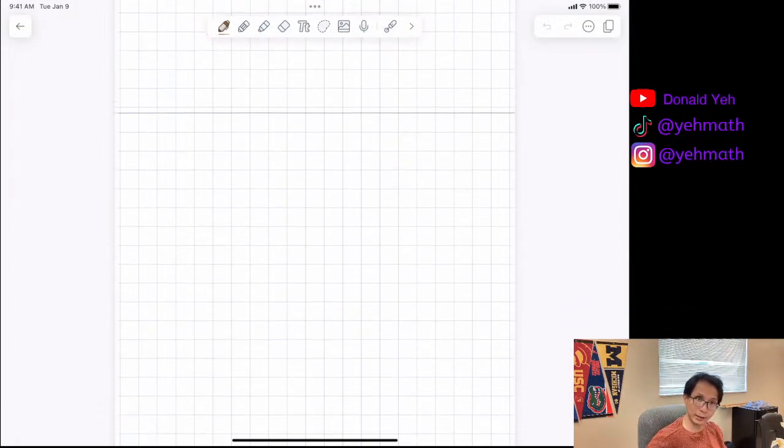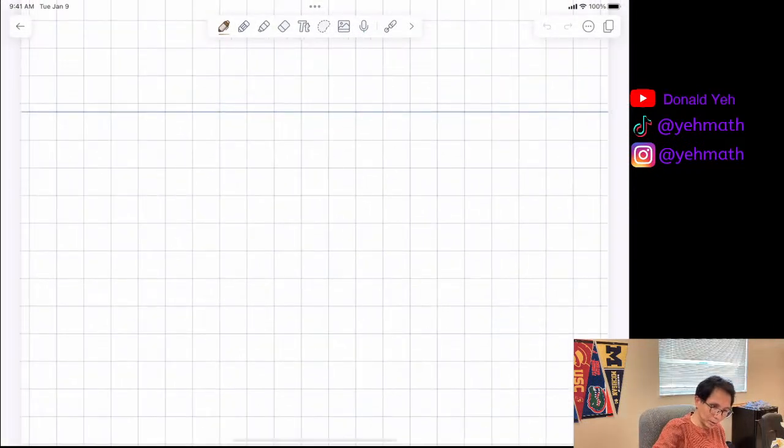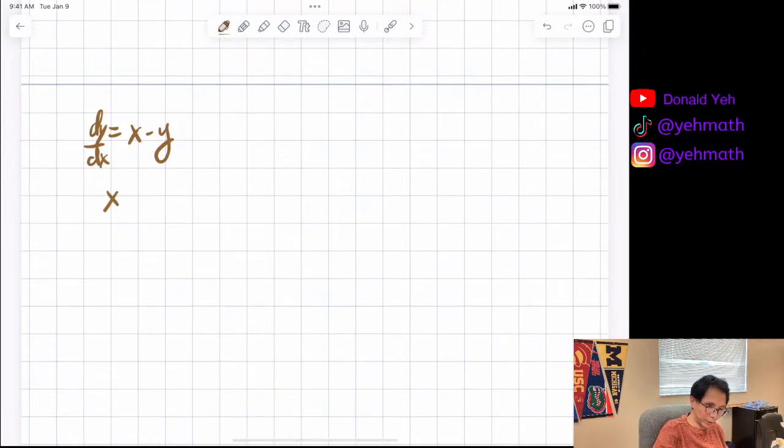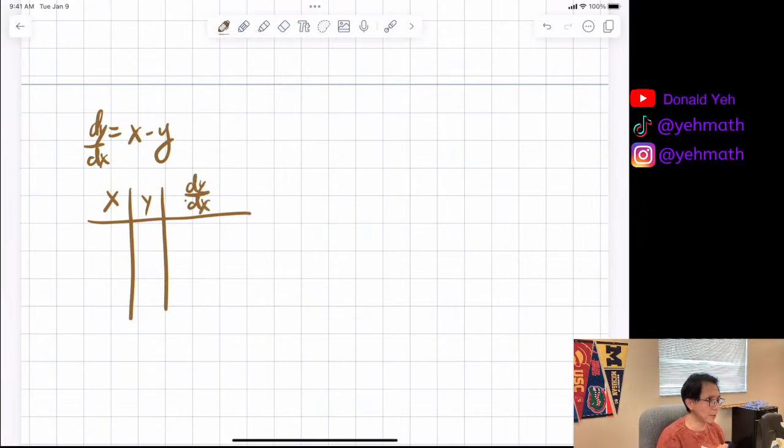So if I just say dy/dx is equal to x minus y, and I want to draw a slope field of x minus y, the best way is to draw a 3-column table with x, y, and dy/dx. But those three columns can sometimes be any values, and this one is actually a little bit harder. So it's x minus y.